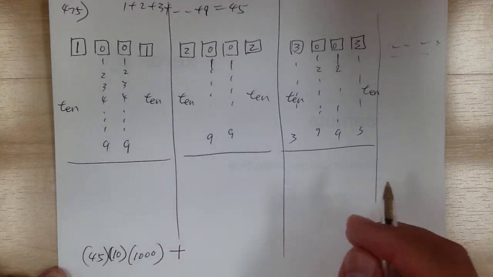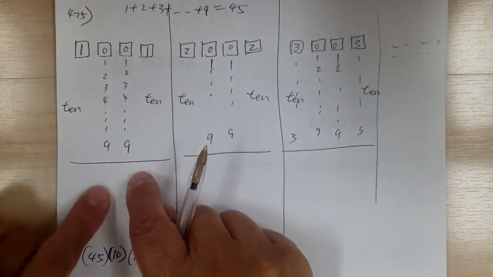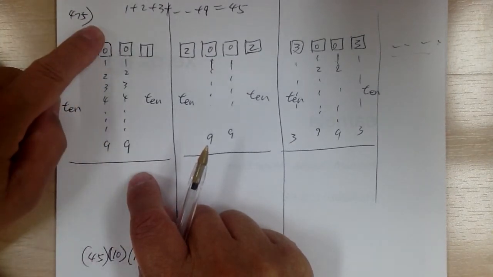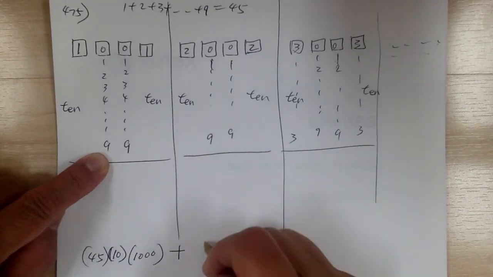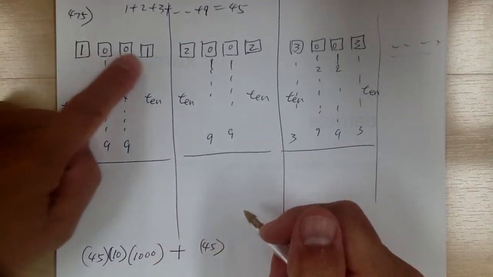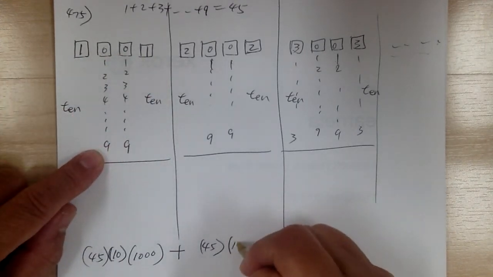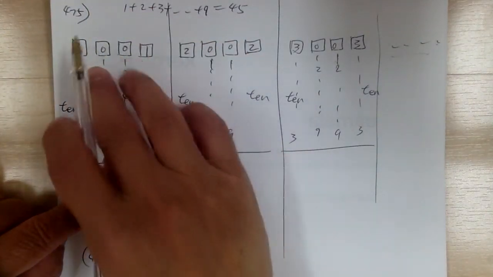Now plus the second digit. Okay, the second digit you have to do it vertically. So you add from 0 to 9, so that's 45. And this is the 100th place, so you times it by 100. Okay, and there are 9 of them, right? Because there are 9 sets, right?